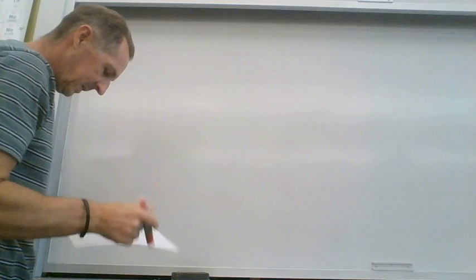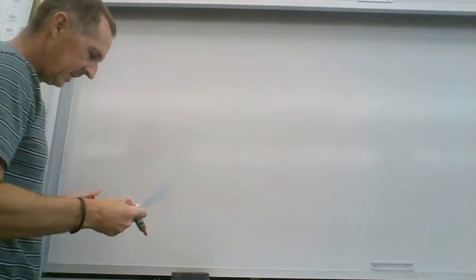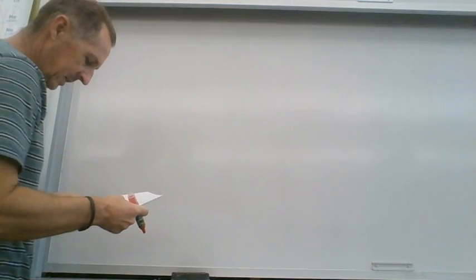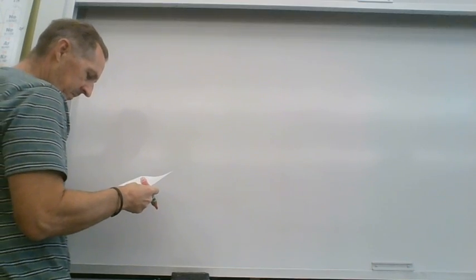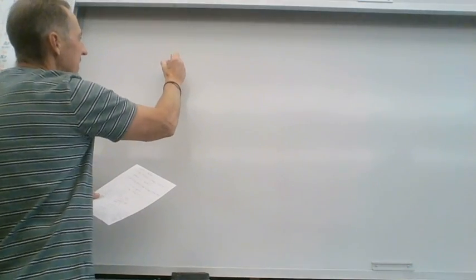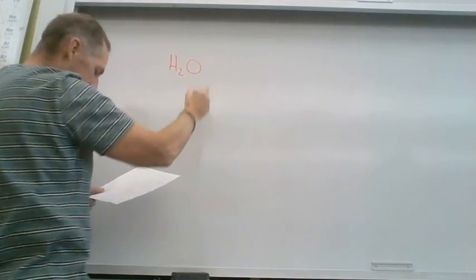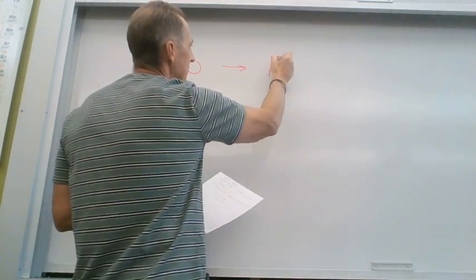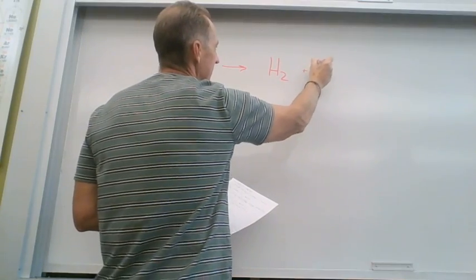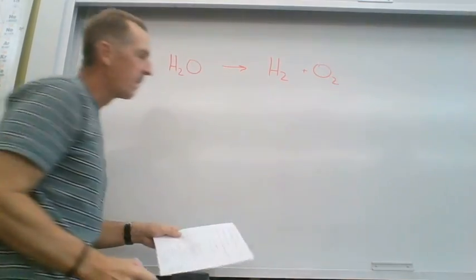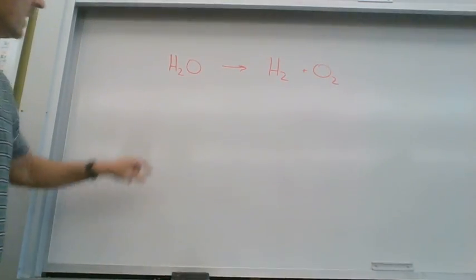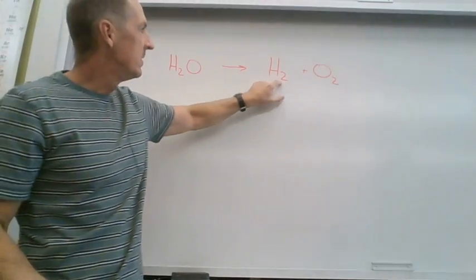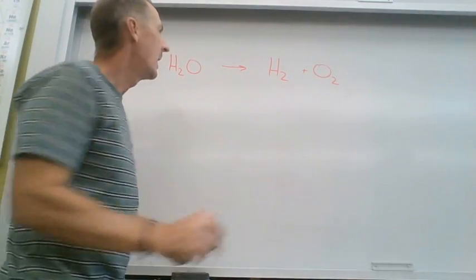So let's look at another one we can try to balance here. If we have a water molecule and we break that apart into hydrogen, which is diatomic, and oxygen, which is diatomic, you can see we have an unbalanced equation because we have 2 hydrogen here, 2 here, 1 oxygen, but 2 oxygen.